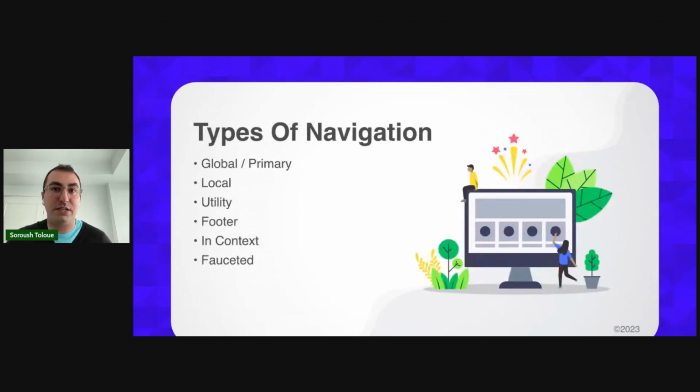Now, as an information architect, you want to decide what type of navigation to use, where to use it, and how to use it. So we're going to talk about different types. These are the main types. There are many, many more types, but these are the main types that are used. So global or primary, local, utility, footer, in context, and faceted, and we'll see examples of each and every one.